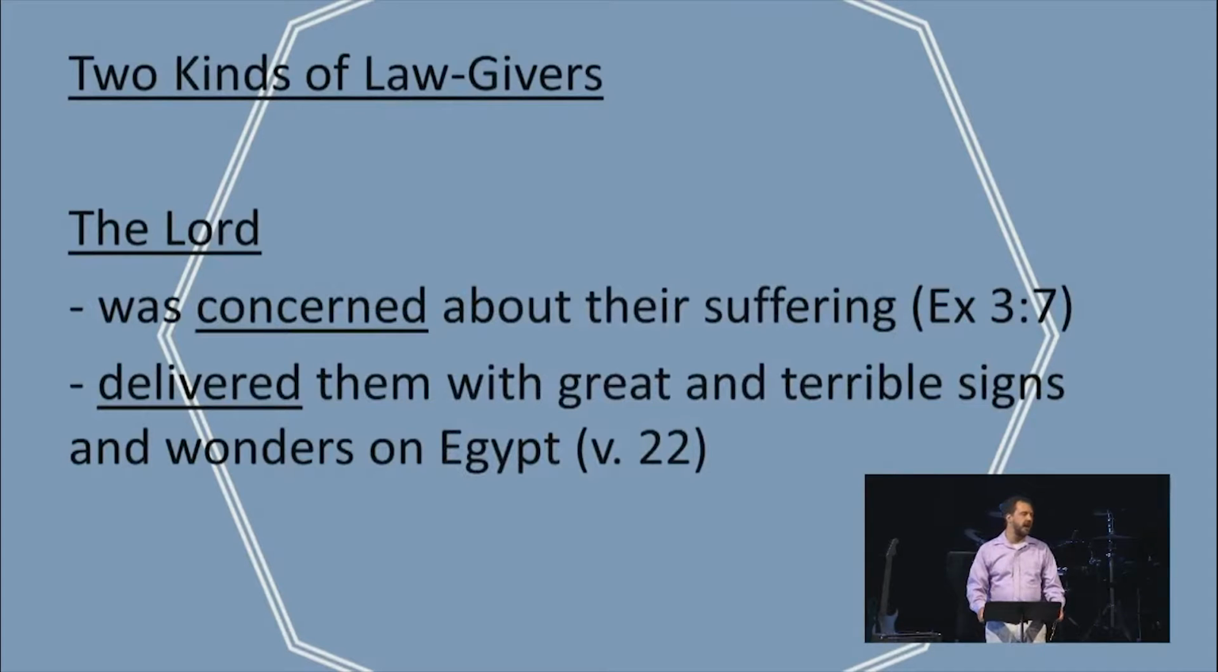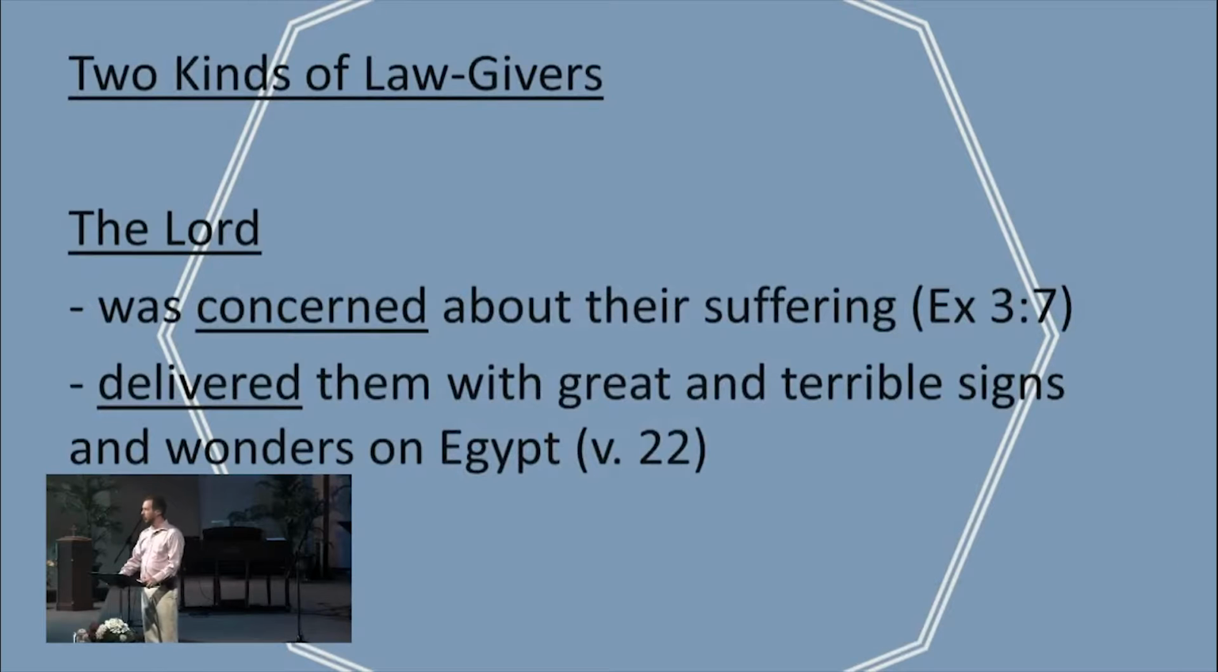Now the Lord was concerned about their suffering. And he delivered them with great and terrible signs and wonders on Egypt. Now the phrase great and terrible is kind of interesting, because either something's great or something's terrible. How can it be great and terrible? Well, it depends on your point of view. If you're an Israelite, the signs and wonders were great. If you're an Egyptian, the signs and wonders were terrible.